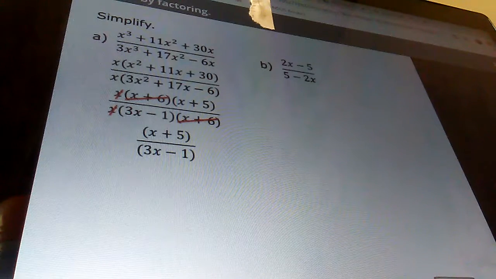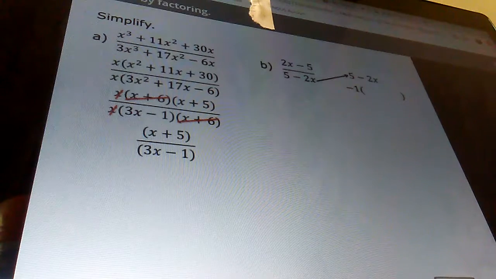So, how are we going to reduce a fraction like this? They're not perfect squares, so we can't use the difference of perfect squares. There is no greatest common factor, so we can't divide out anything. Let's see what happens if we take the denominator, 5 minus 2x, and factor out a negative 1. We can write our negative 1 and then the parentheses.